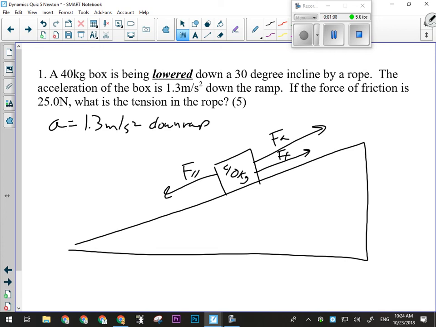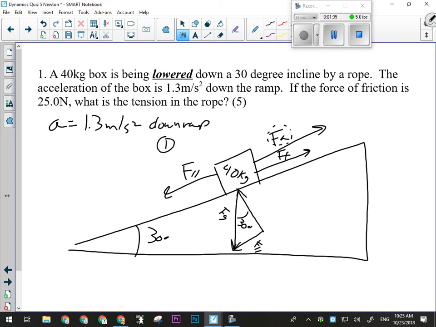That's what we know here at the beginning. We are looking for the tension in the rope. That's essentially the applied force. So 1 mark if they've got some givens written down there. I need to calculate F parallel if I'm going to calculate the tension in the rope, because I've got to use the sum of all forces for that. I know that this angle here is 30 degrees.